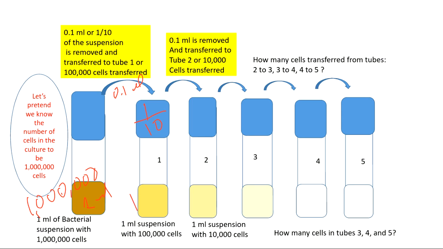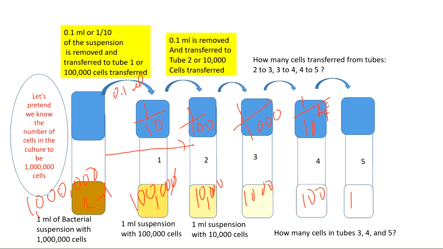Now you make another 1 to 10 dilution, or 1 to 100 of the original, and that knocks down another zero, and that gives you 10,000 cells. The next one is another 1 to 10 dilution, so it's going to give you 1,000 cells. The next one will be 100, and the next one will be 10.